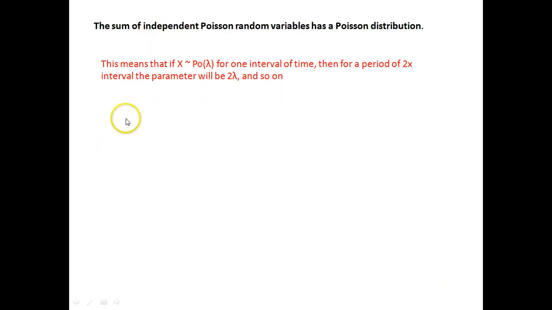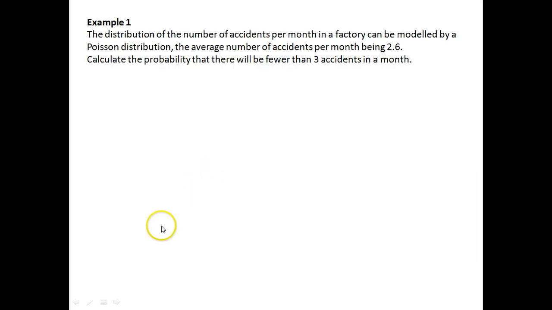The sum of independent Poisson random variables also has a Poisson distribution. This means that if X is Poisson distributed with mean lambda for one interval of time, then for a period of 2 times the interval, the parameter will be 2 lambda, and so on. They're independent, so you can add them for however many you've got.